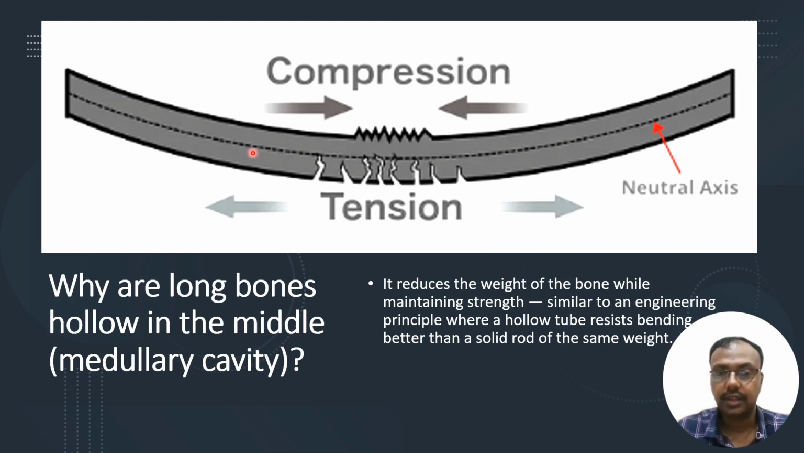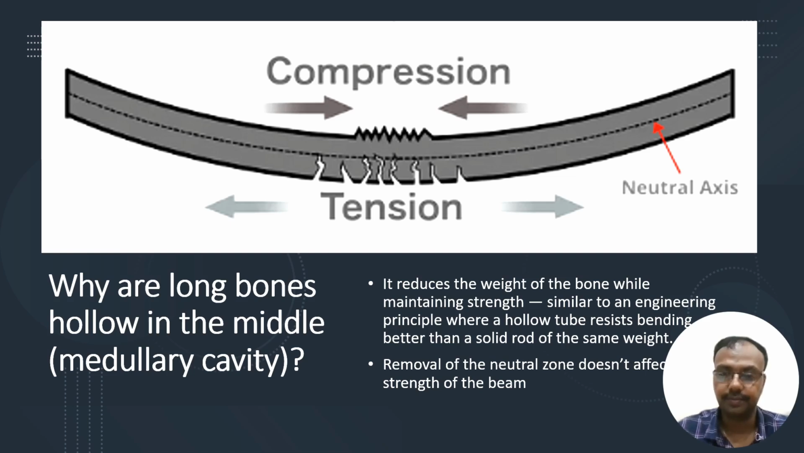So imagine a tube which is placed on two pillars and a weight is applied from above. The weight is considered as a compressive force, and from below there is a tensile force applied. So both the forces will be nullified at the center. That is called the neutral axis. That is where the bone has a narrow cavity. So removal of the neutral zone is not going to affect the strength of the beam or the bone.